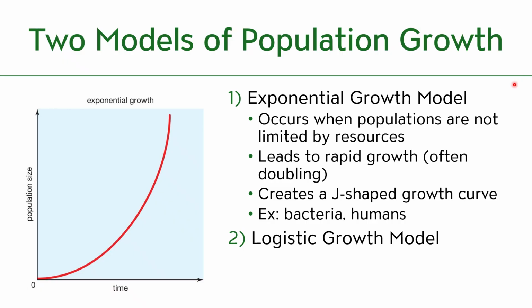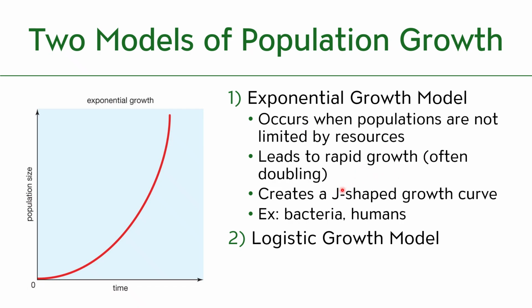So there's two overall models of how populations can grow. The first one is the exponential growth model. So if something's growing exponentially, it means it's doubling every generation. 1 becomes 2, 2 becomes 4, 4, 8, etc. So this is going to occur when a population is not limited by resources. Basically, there's nothing in the environment that's stopping its growth. So this species can grow and grow and grow and grow.